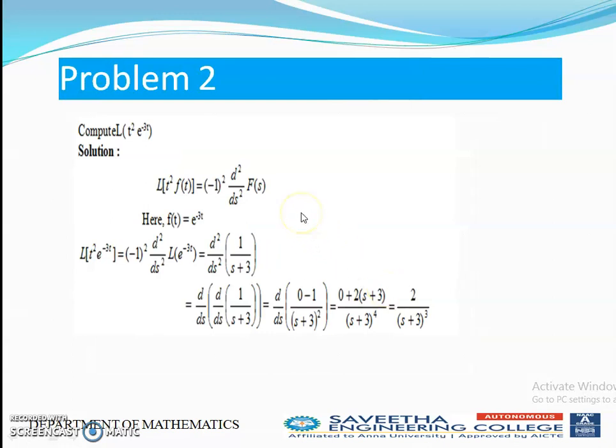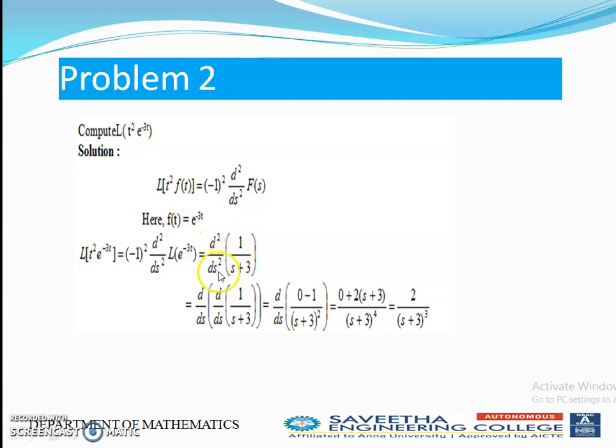Next, problem number 2. Compute L of t square into e power minus 3t. This is also a multiple of t form. Here t square is given, so n equal to 2. Therefore the formula is (-1)^2 d square divided by ds square of F of s. Here f of t is e power minus 3t. So first we find F of s. What is L of e power at? 1 divided by s minus a. Here a is minus 3, so we get 1 divided by s plus 3.